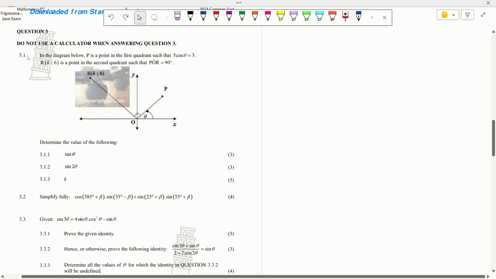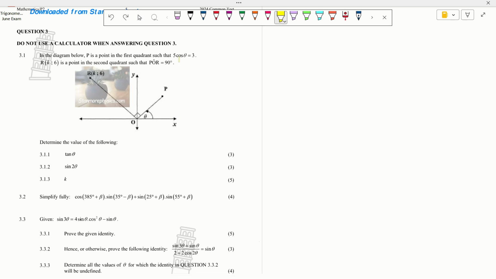Okay, so 3.1 says in the diagram below, P, as you see it there, is in the first quadrant. You remember we did the quadrants, so P is in the first quadrant, and we know that all trig ratios are positive there, such that 5 cos theta is equal to 3. I'll highlight that.